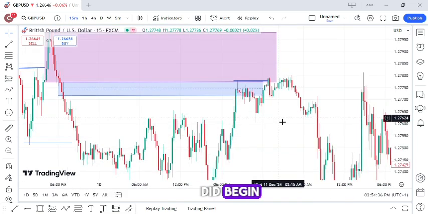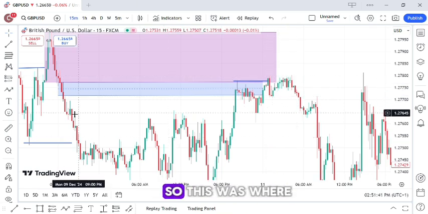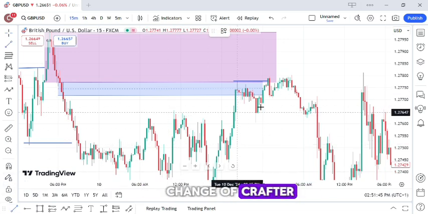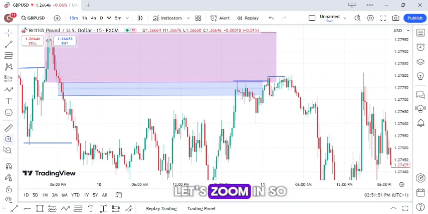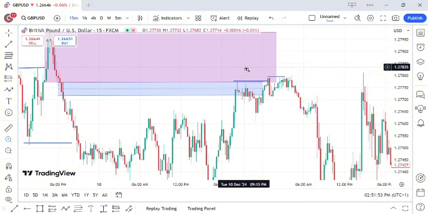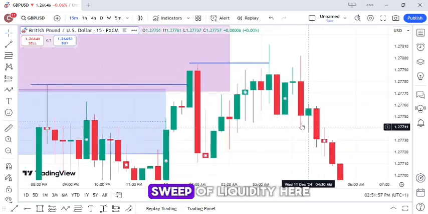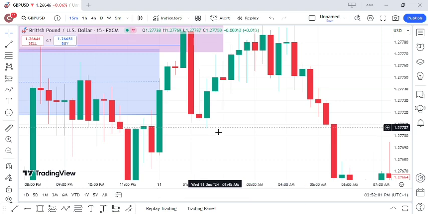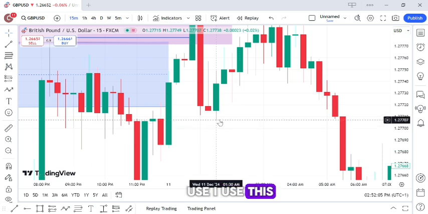But what it did again, then I saw another sweep of liquidity here and a change of character here. So this was where the main sweep of liquidity happened and change of character. So I saw a sweep of liquidity here. Let's zoom in so we can see clearly. So this is the sweep of liquidity here, and this was a change of character. We can either use this one or we use this one, whichever one, but I used this one.